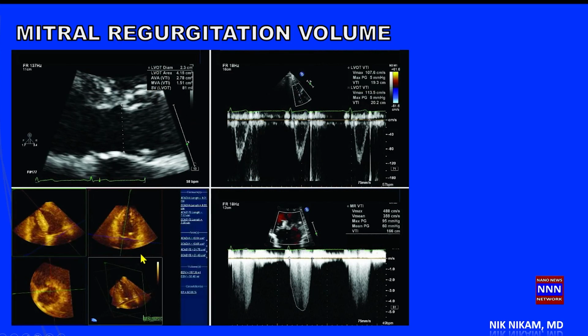And on the other hand, we have the mitral regurgitation jet here, and it is calculating the VTI to be 166 and a maximum velocity of 488 centimeters per second. So we're going to use these two numbers to find out the mitral regurgitant volume. Once we get a mitral regurgitant volume, we know the stroke volume, we know the mitral regurgitation volume, we can calculate the mitral regurgitation fraction.